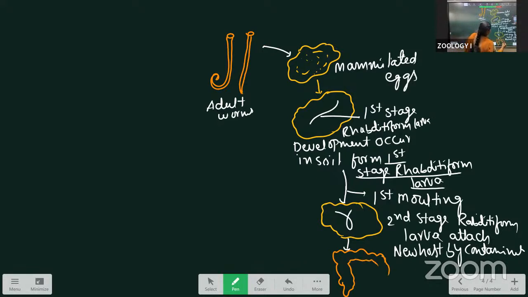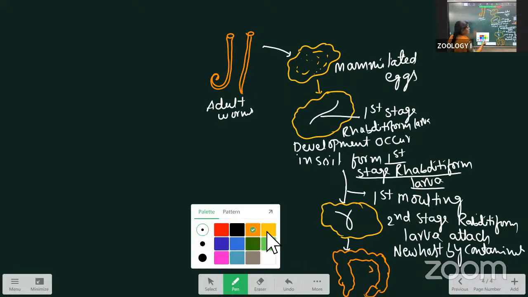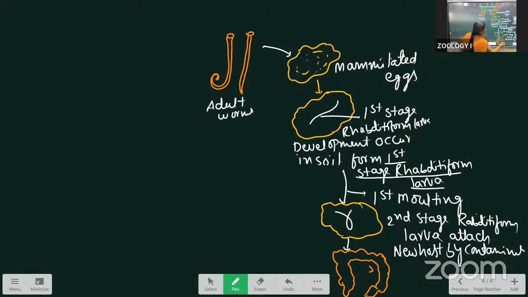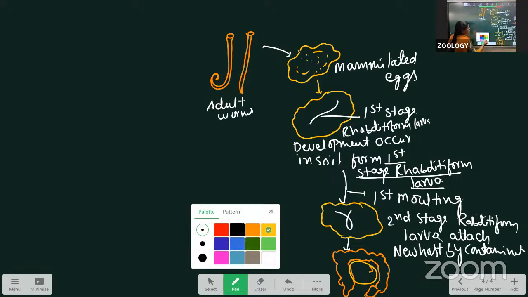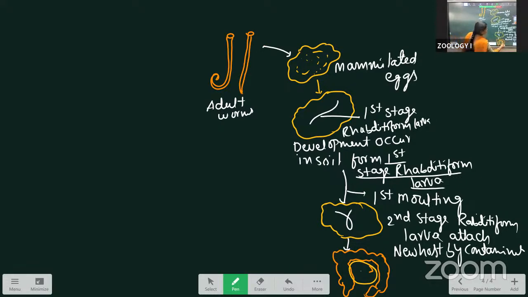The parasite enters the small intestine and dissolves the surrounding sheath. That sheath will be dissolved and the parasite comes outside. It means the second stage rhabditiform larva is contaminated to the new host and enters into the new host.